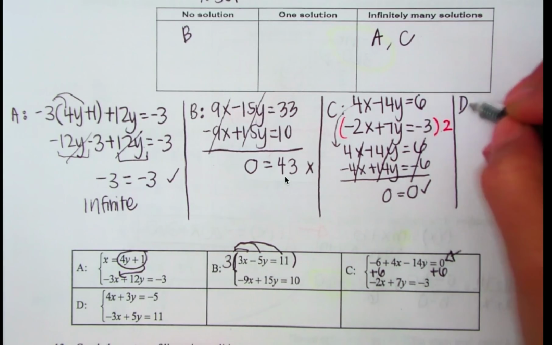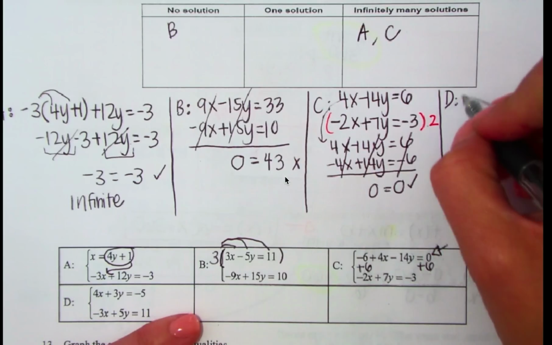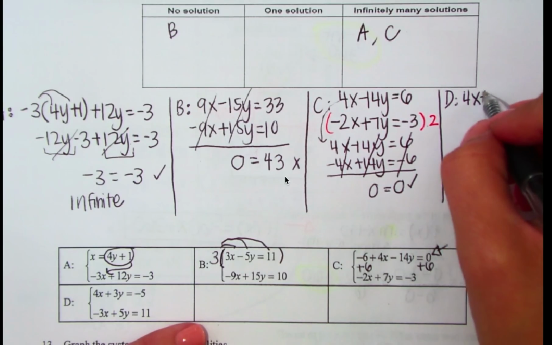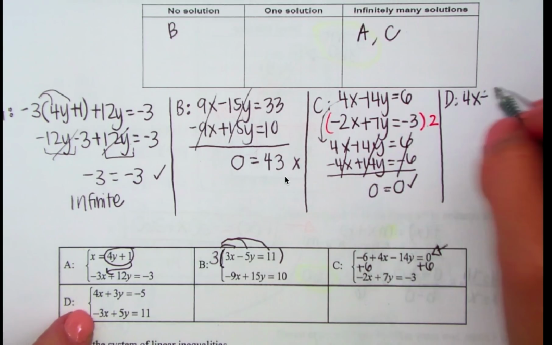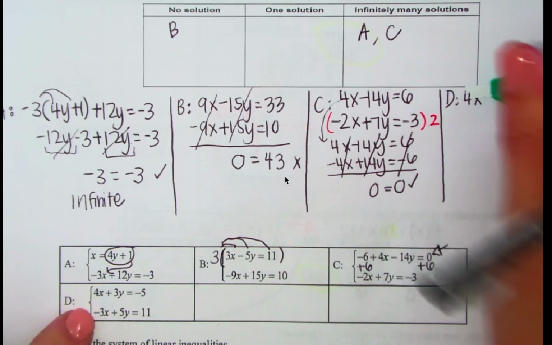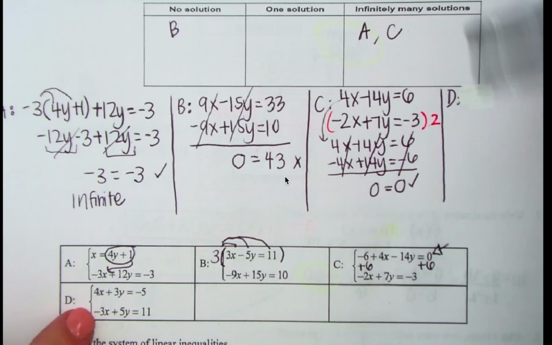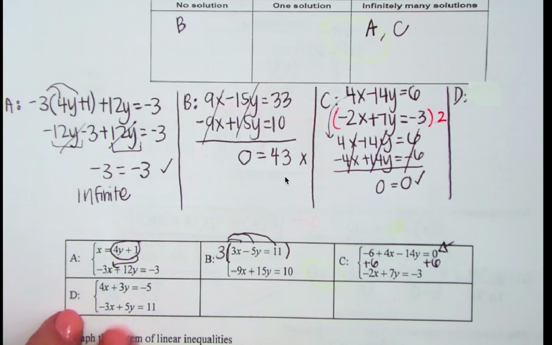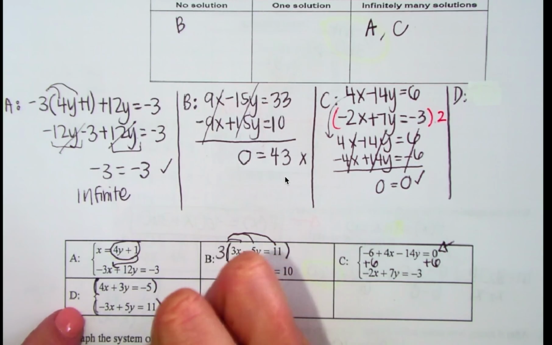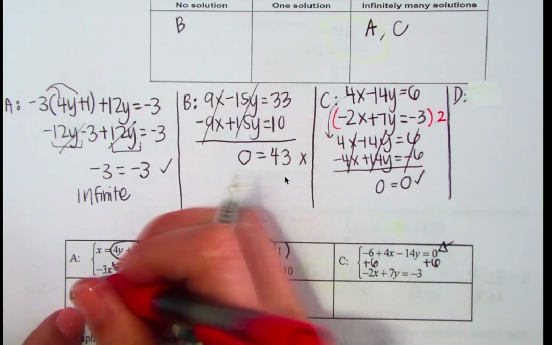And then our last system, part D, 4x plus 3y equals negative 5, and negative 3x plus 5y equals 11. And I'm actually going to save some room. I'm going to think about how I want to cancel out a variable. So I have a 4 and a negative 3, so I can get a positive 12 and a negative 12. To get the positive 12 on the top, I would multiply by 3.